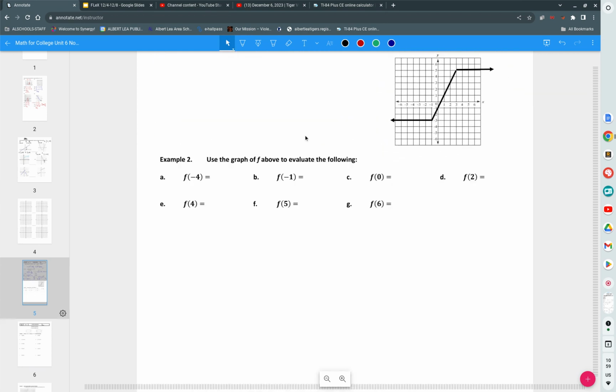Last thing we do today is we do a couple of these for example 2, and then you can start your assignment. We evaluated functions by looking at our rules and plugging things in.